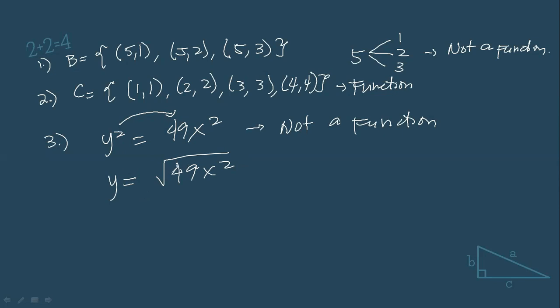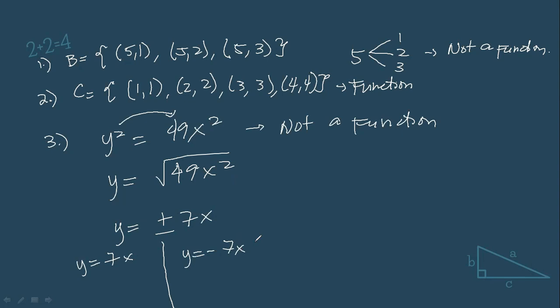At alam po natin na ang square root, ang laging result niya is dalawa. It's either the positive of it or the negative result of it. So that is y is equal to positive, negative. What is the square root of 49? That is 7. What is the square root of x squared? That is x. Ibig sabihin, si y po sa iisang x, either dalawa maging sagot niya: y is equal to positive 7x or y is equal to negative 7x.